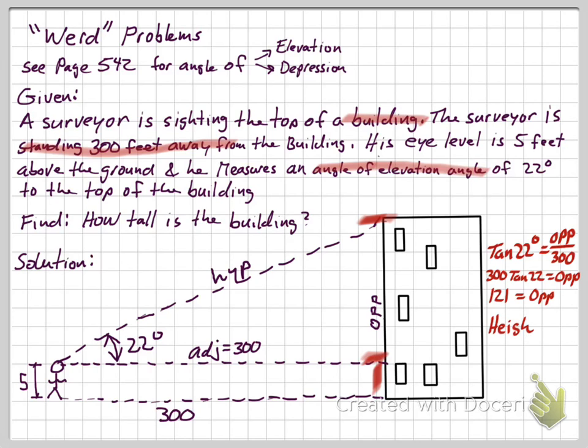Using the tan function, tangent of 22 is equal to opposite over 300. There's only one unknown, a little bit of algebra, and I get that the side opposite of the triangle is 121. Then I add the eye level of the surveyor for a total of 126 feet. And that solves that problem. All right, let's do another one.